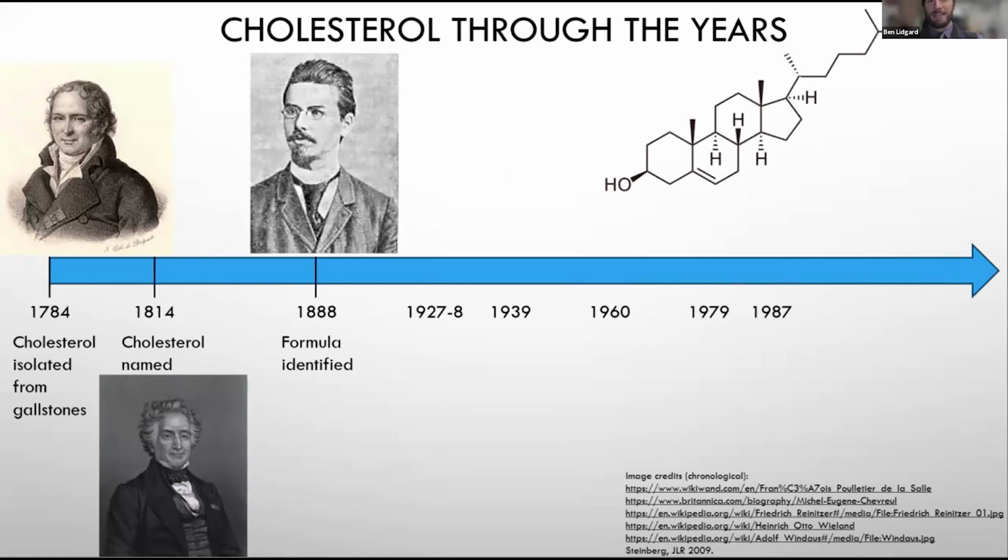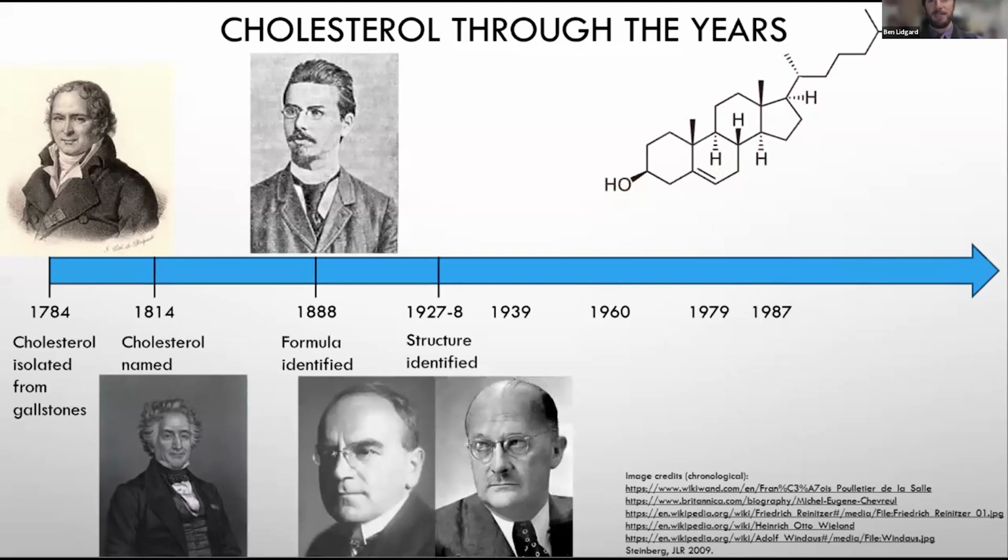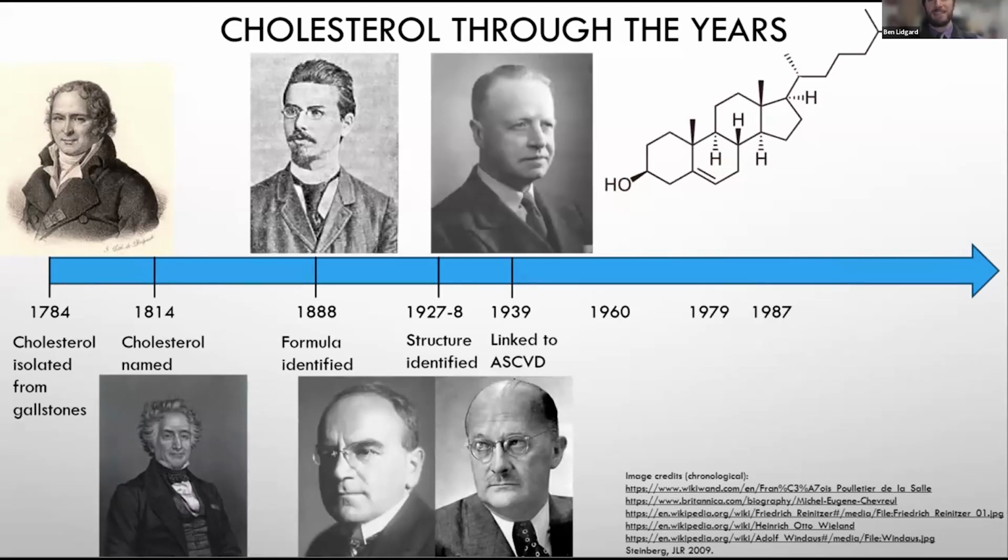This four-ring skeleton that we see in the upper right here really gave chemists fits in terms of discovering its actual structure until the 1920s. And this is work that Drs. Weiland and Windhaus each won a Nobel Prize for in 1927 and 28, respectively. And then in 1939, the Norwegian physician Carl Mueller described 17 families with elevated cholesterol levels and premature myocardial infarctions. And that really provided our first link between cholesterol and atherosclerotic cardiovascular disease. This condition was later termed familial hypercholesterolemia.